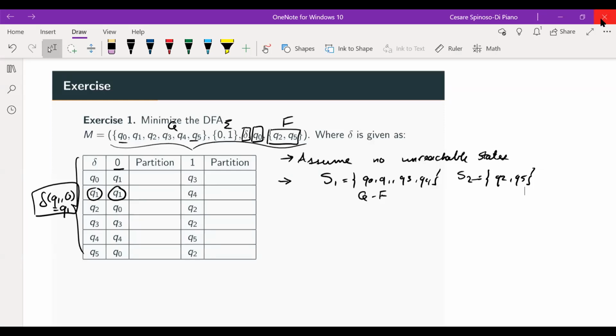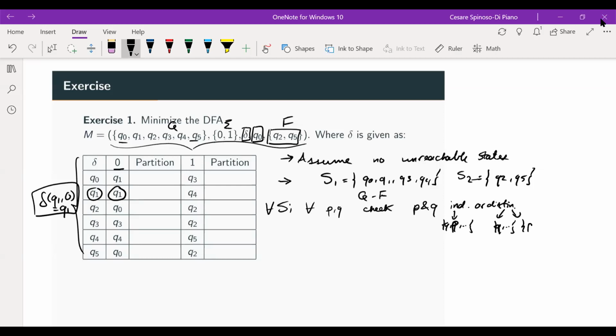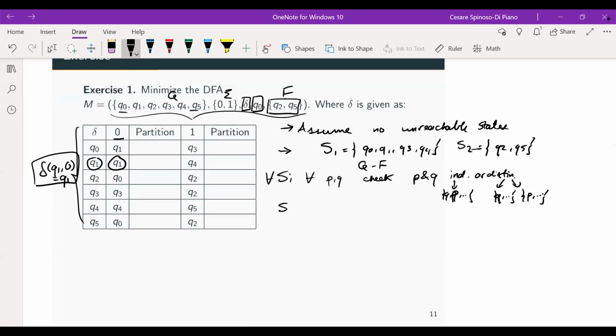Okay? So what we need to do now is, for each partition Si and for each pair P, Q, we check whether P and Q are indistinguishable or distinguishable. If they're indistinguishable, then they stay together. If they're distinguishable, then they split up. Okay, so let's start with the partition S1.